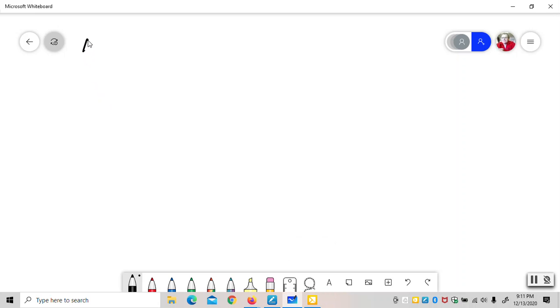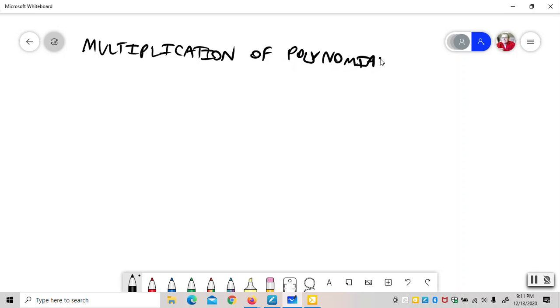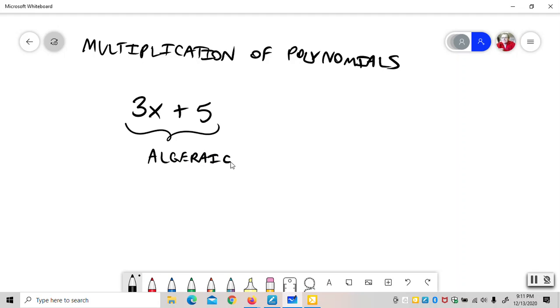Today I want to talk about multiplication of polynomials. Now, we've talked about polynomials before. It's been some time. So, just to refresh, if I had something like 3x plus 5, you could call this whole thing an algebraic expression.